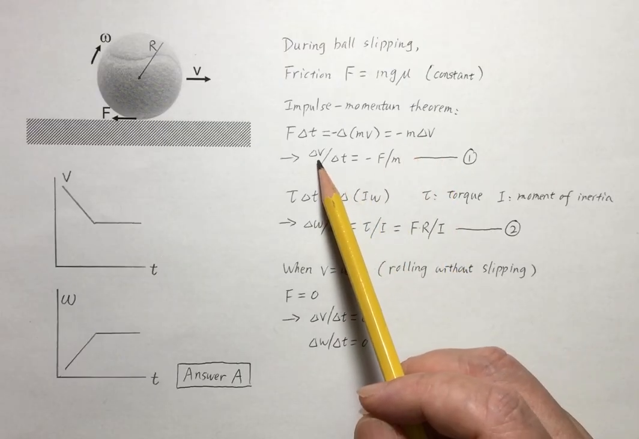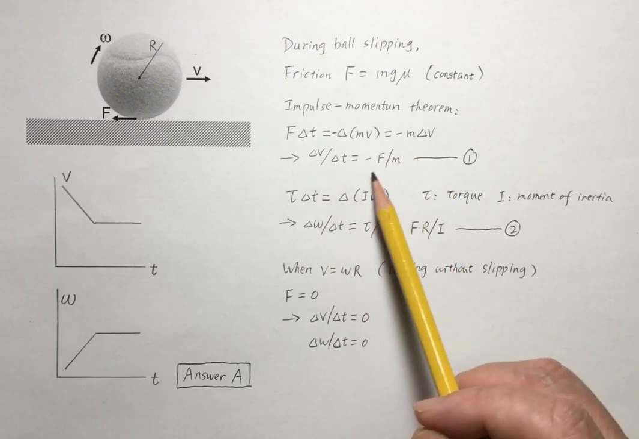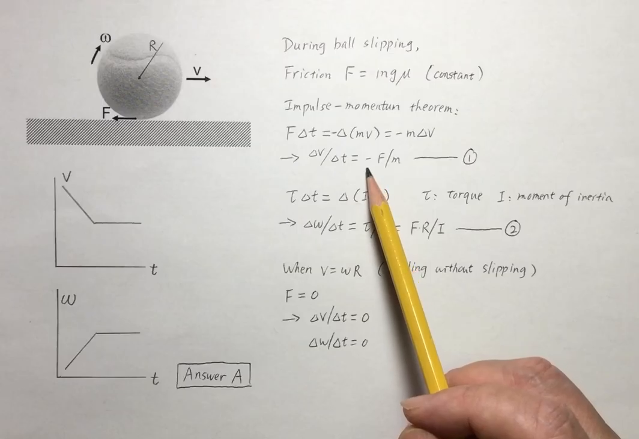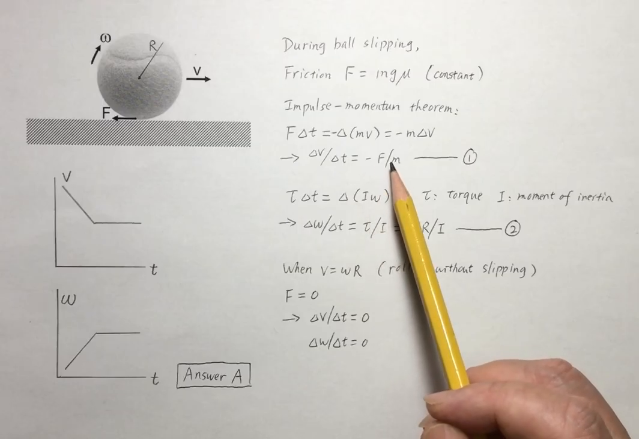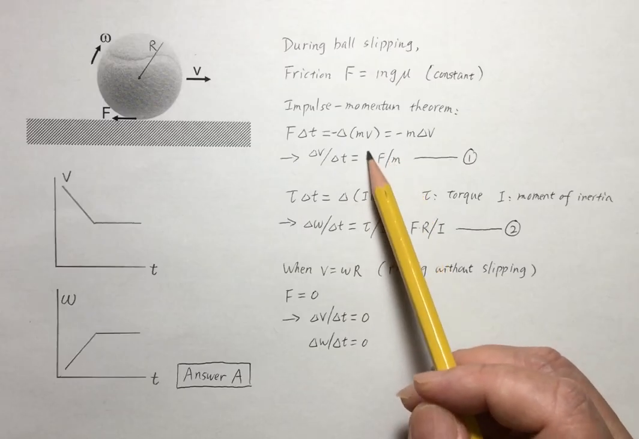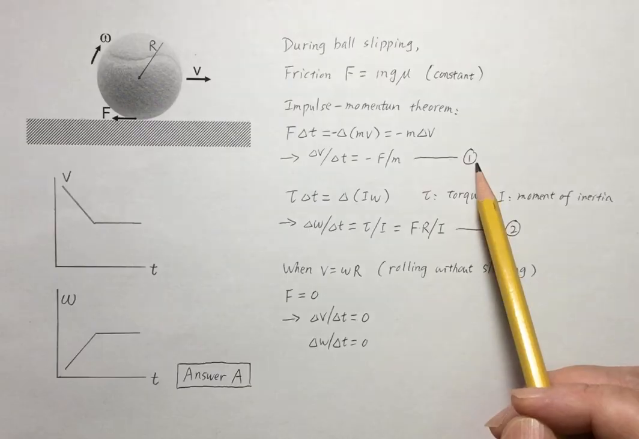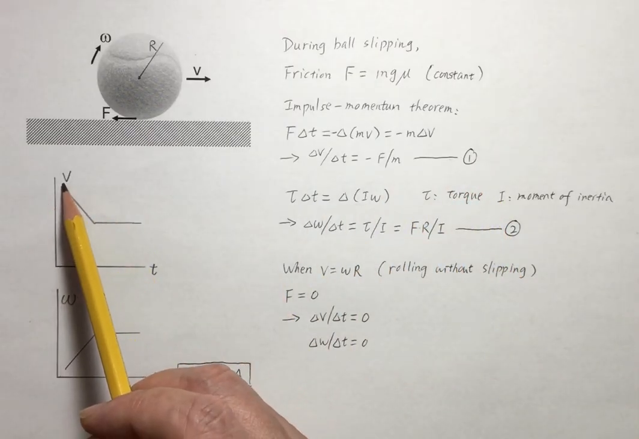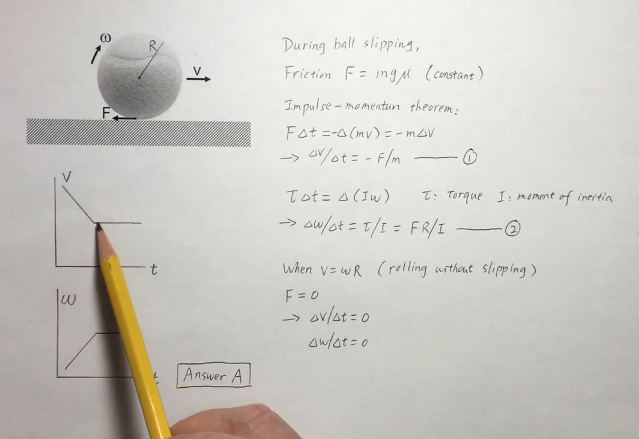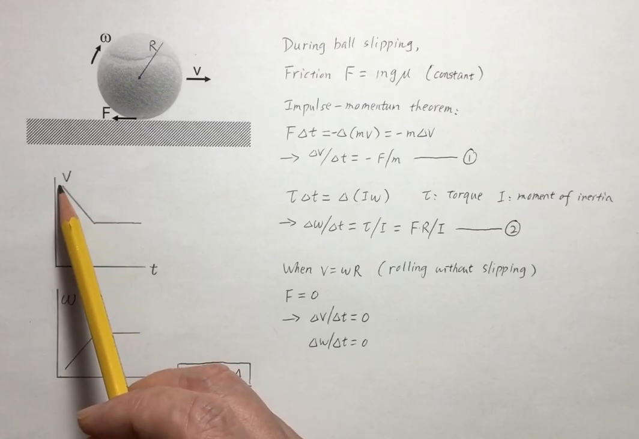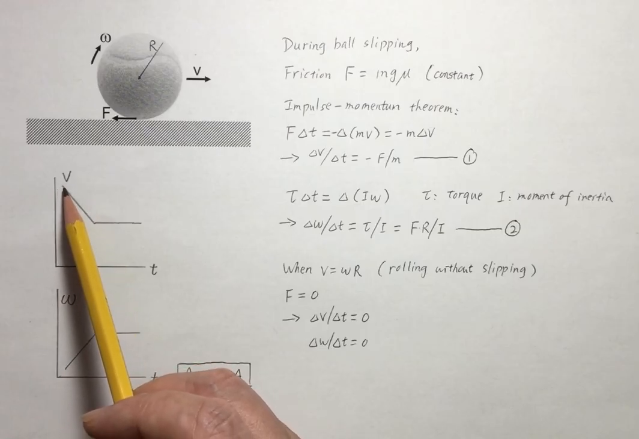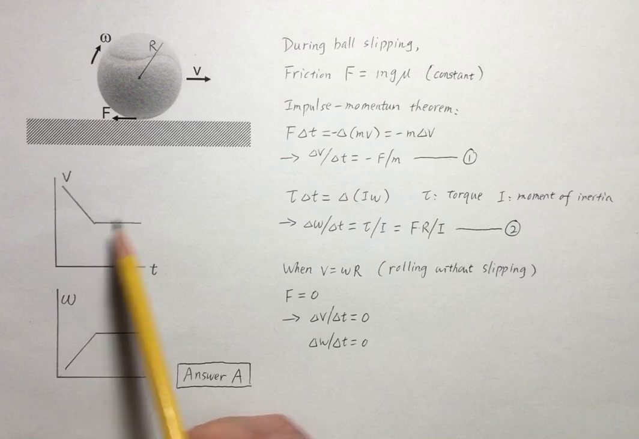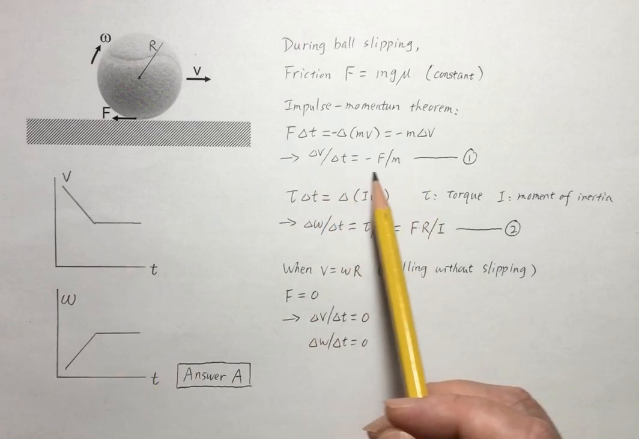So we get delta v over delta t equals minus F over m. So this is a negative number. We call it equation 1. So this is the first part of the v versus t curve. v just goes down linearly with a negative slope based on this relation.